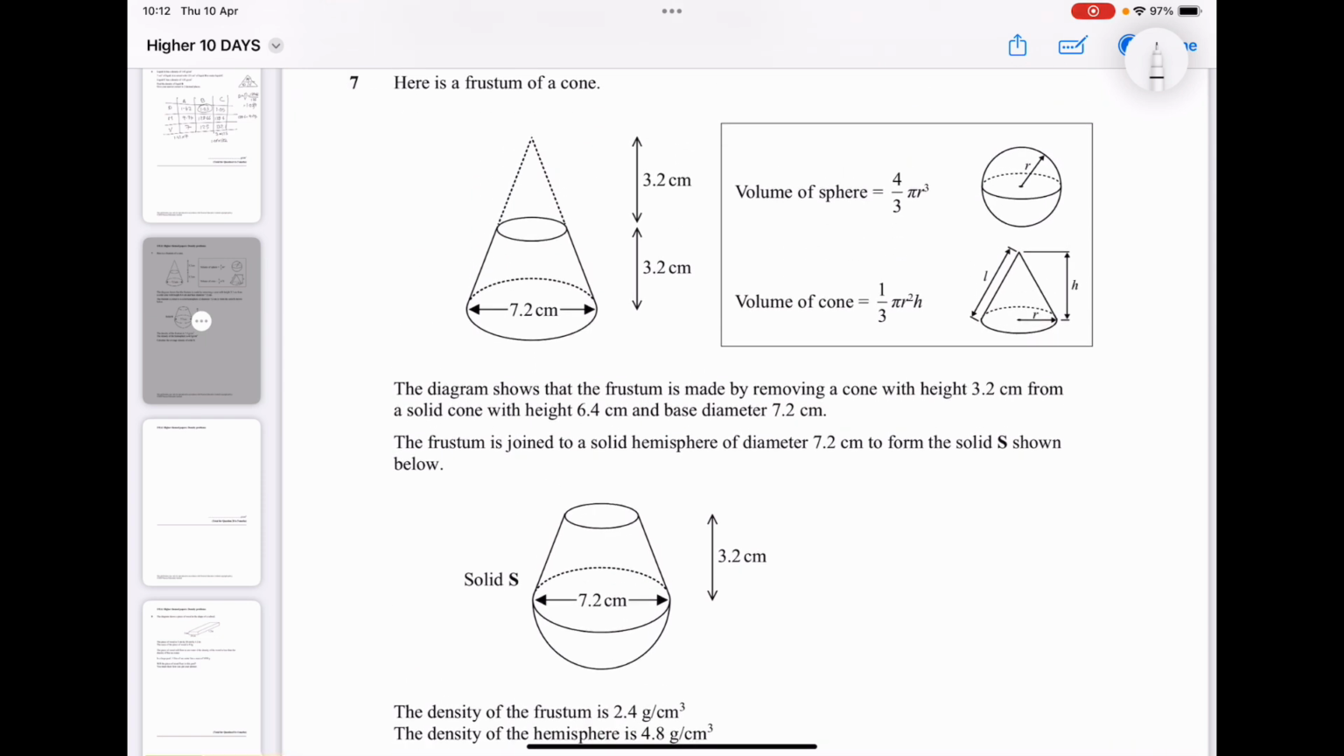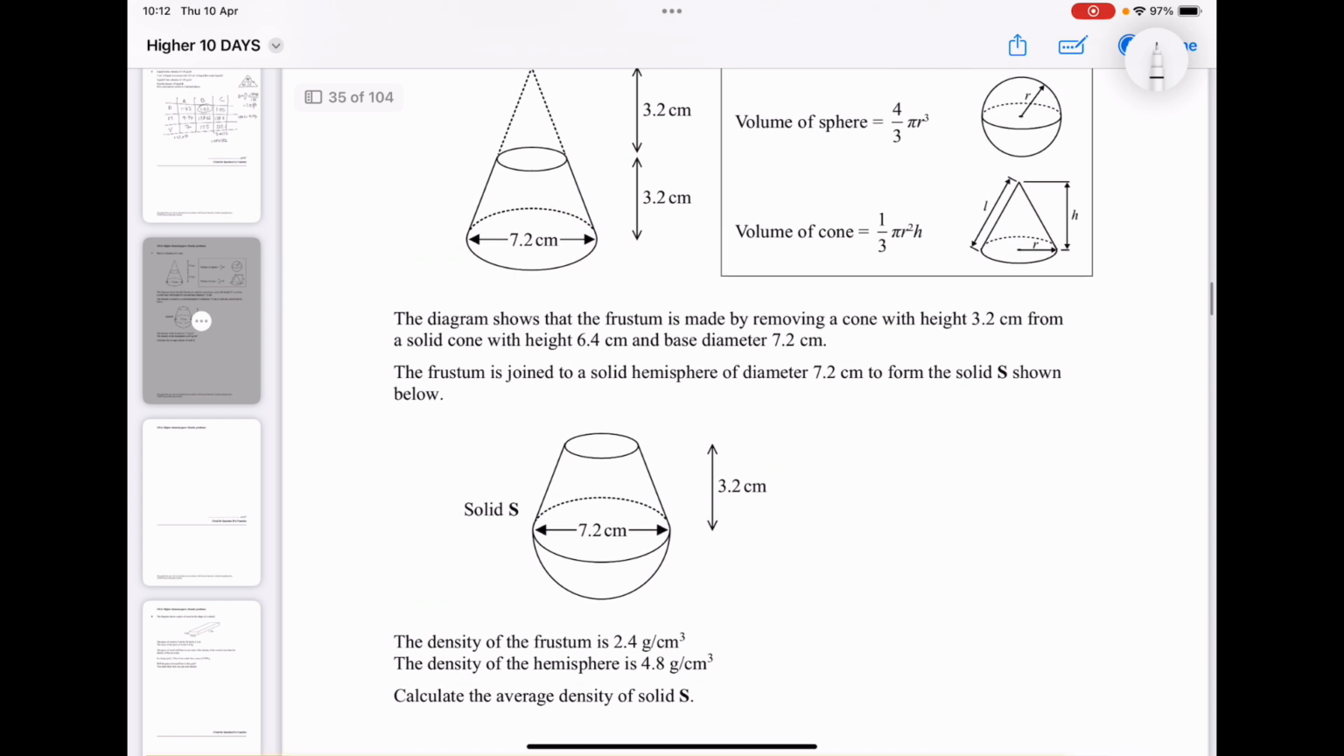Here is a frustum of a cone. That's basically a cone with the top cut off. The diagram shows that the frustum is made by removing a cone with height 3.2 centimetres from a solid cone with height 6.4 centimetres and base diameter 7.2 centimetres. The frustum is joined to a solid hemisphere, which is half a sphere of diameter 7.2 centimetres, to form the solid S shown below. The density of the frustum is 2.4 grams per centimetre cubed. The density of the hemisphere is 4.8 grams per centimetre cubed. Calculate the average density of solid S.